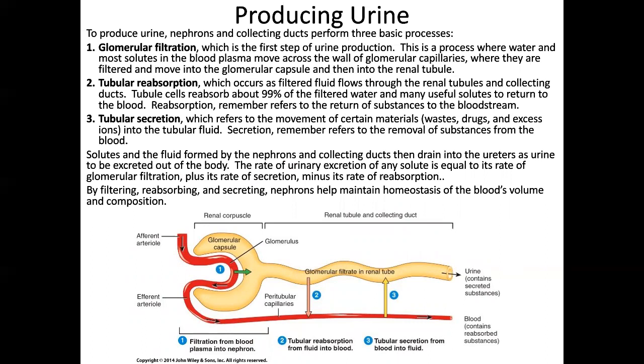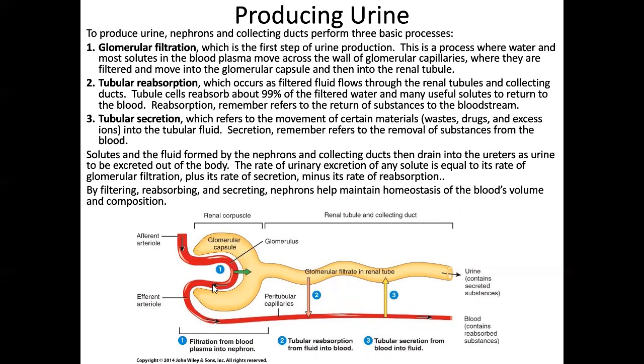Producing urine involves those nephrons and the collecting ducts attached to those nephrons, and involves three basic processes. The first of which I've talked a lot about already is the formation of filtrate, what we call glomerular filtration, and is the first step, involving the afferent arteriole bringing blood into the capsule, where we then pull fluid out of the blood into the capsular space. And it's not just water, but it's most solutes in our blood plasma.